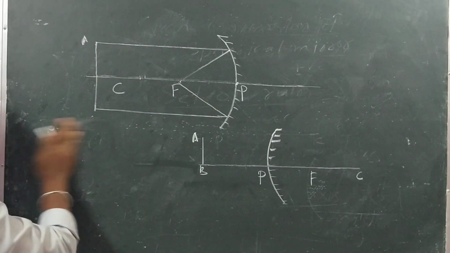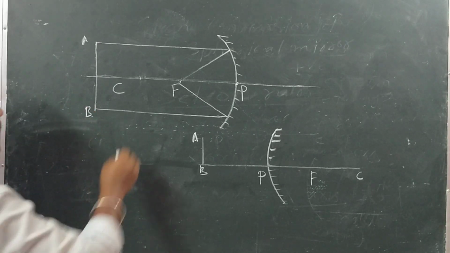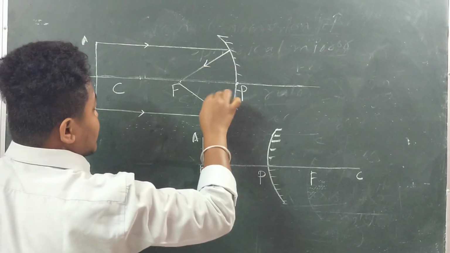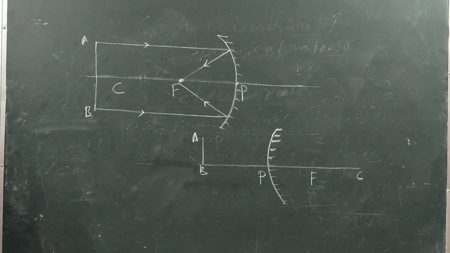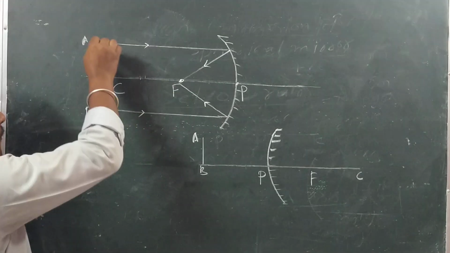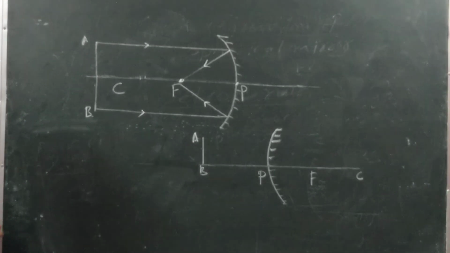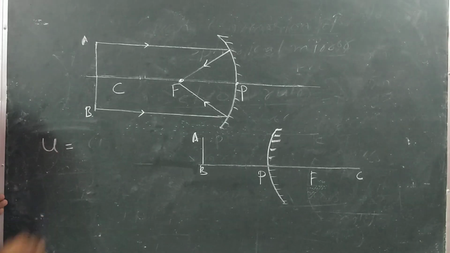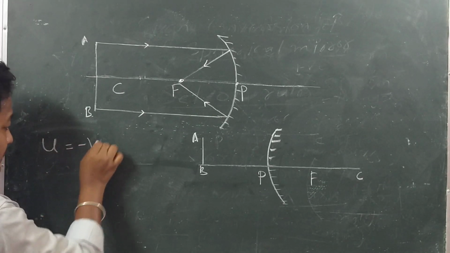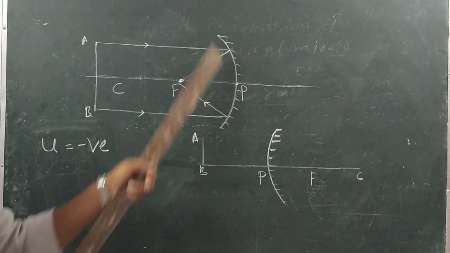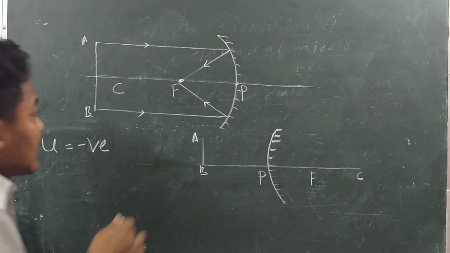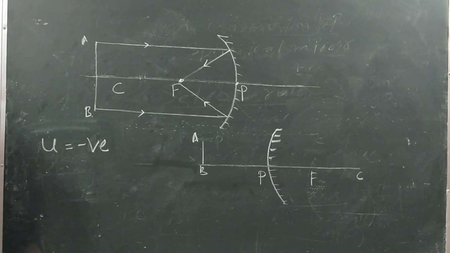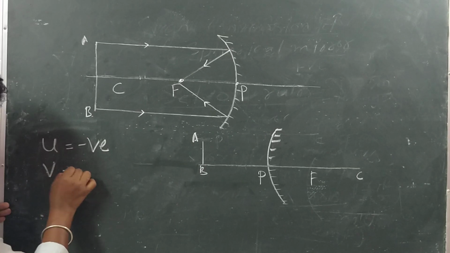Now in this case the object will be AB, and this will be the direction. After reflection they will meet in this particular point. So this will be the image of the object AB in case of concave mirror. As I told you, object distance is expressed as u, and this is going to be negative for both concave and convex mirror. As this is the image, the image distance is expressed as v.